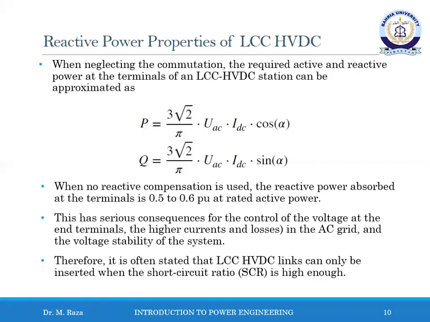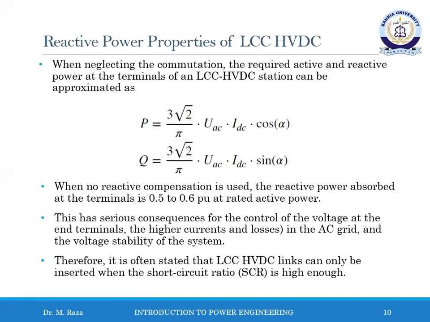When no reactive power compensation is used, the reactive power absorbed at the terminal is 0.5 to 0.6 per unit at rated active power. This has serious consequences for the control of voltage at the end terminals. The higher current and losses in the AC grid will appear and the voltage stability of the system will be affected.